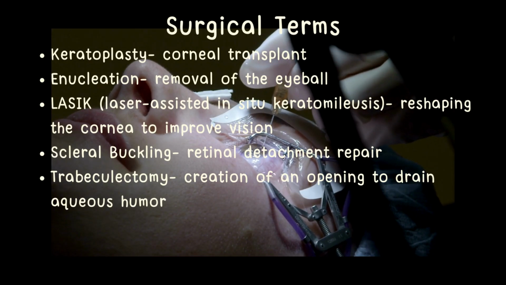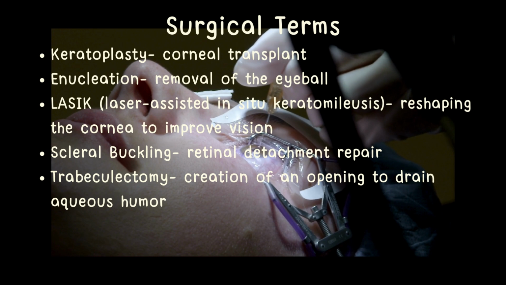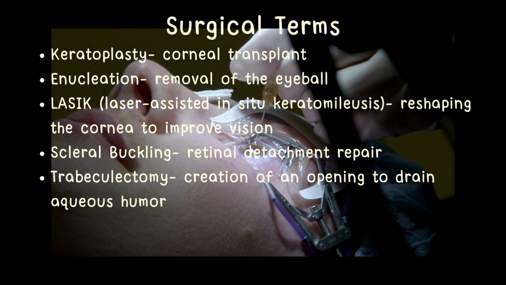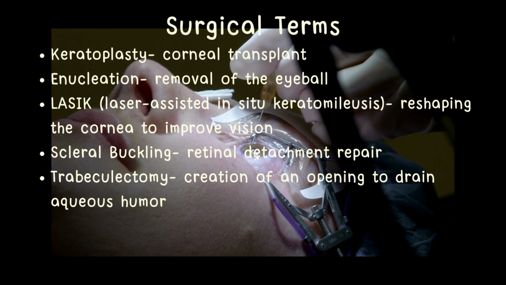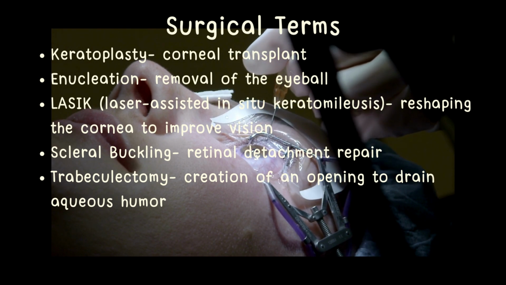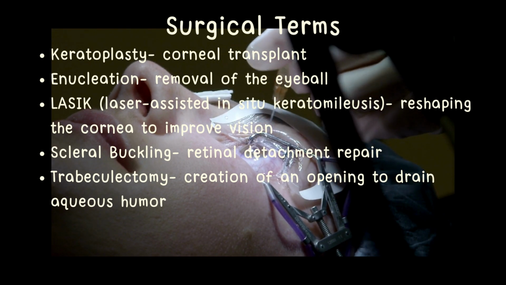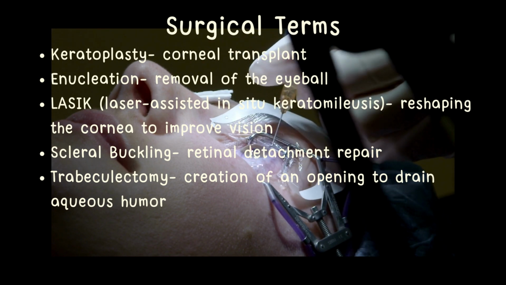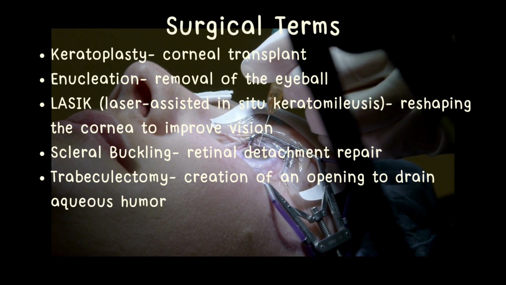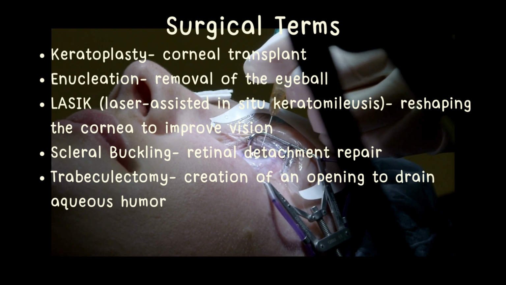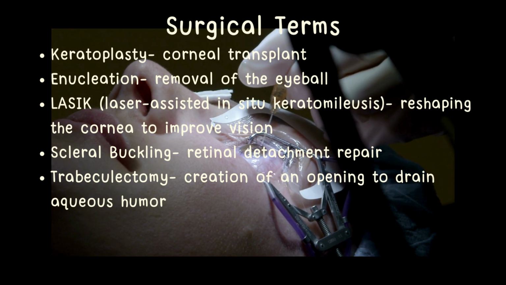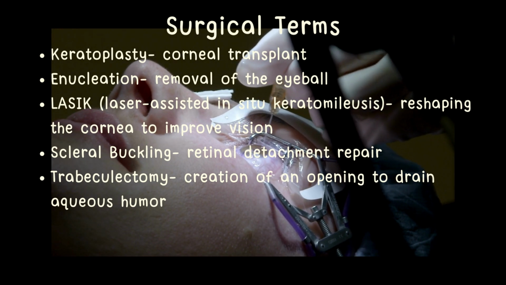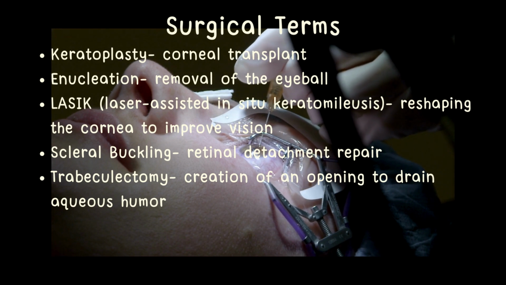Surgical terms for the eye. Keratoplasty is a surgical repair of the cornea, or more often a corneal transplant. Enucleation is the removal of the eyeball, so taking the eyeball out. LASIK is an acronym, laser assisted in situ keratomileusis, or the reshaping of the cornea using a laser to improve vision. It can be used for treatment for a lot of different visual disturbances: myopia, presbyopia, astigmatism, pretty much you name it. They use LASIK for that now.